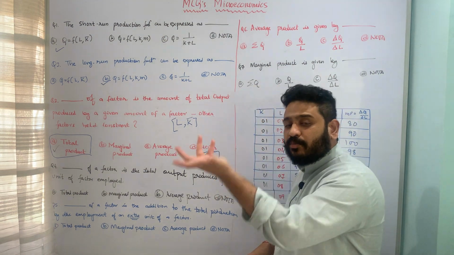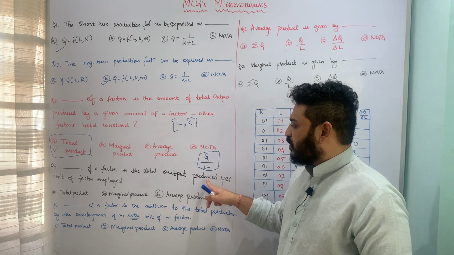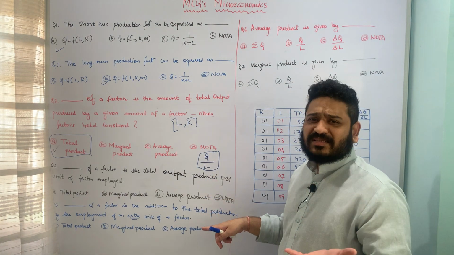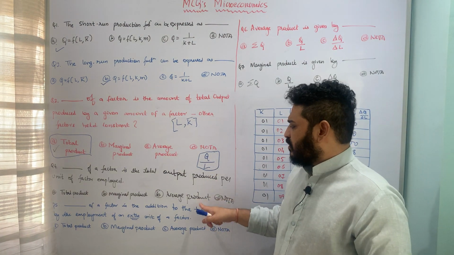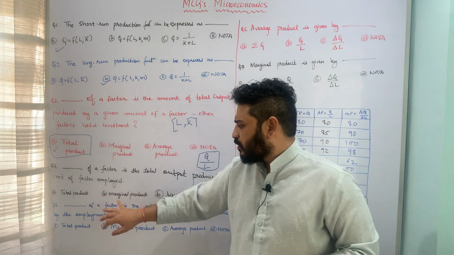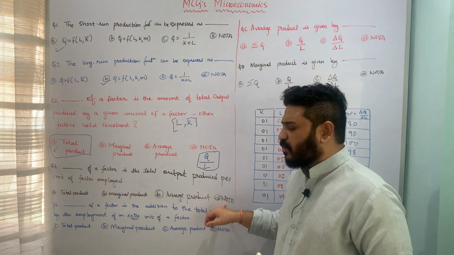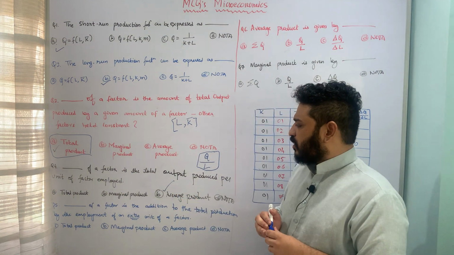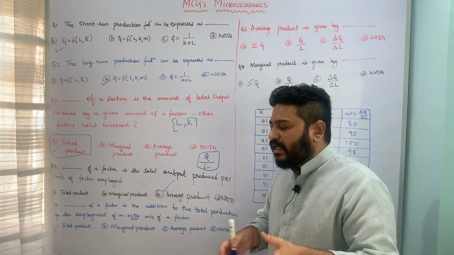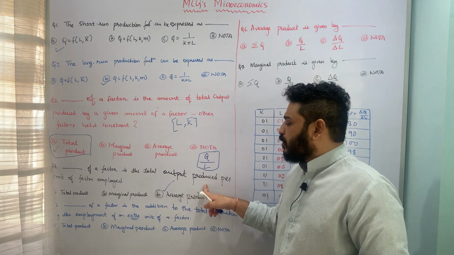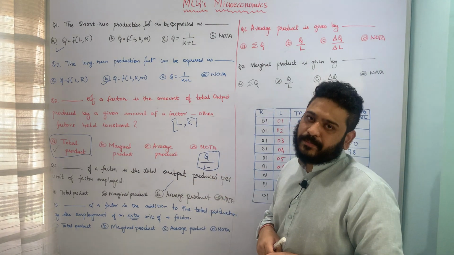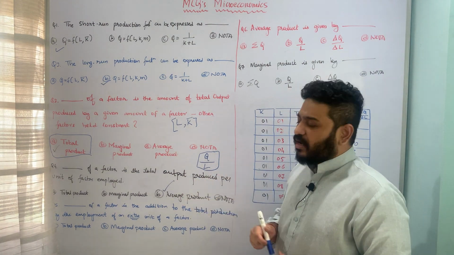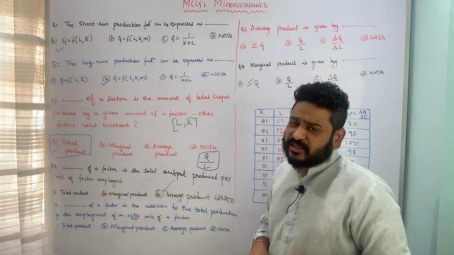So total output divided by labor will be giving me something called the average concept. Let us look at the options. First is total product, second is marginal product, third is average product, and none of the above. Here it is pretty much clear that we are talking about average product: the total output produced per unit of factor employed. So the correct answer is option C, average product.